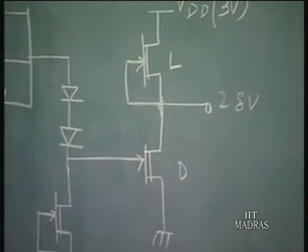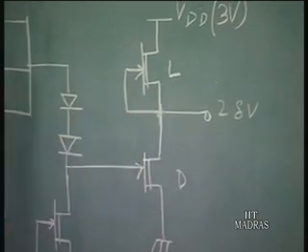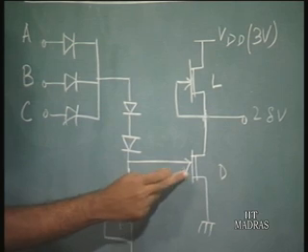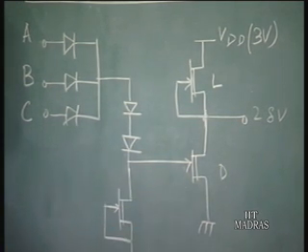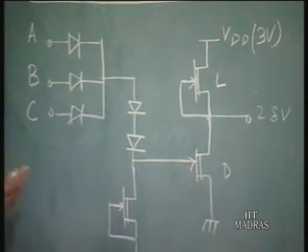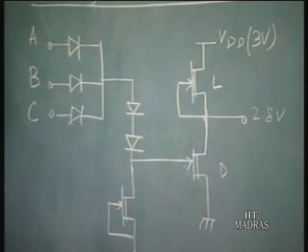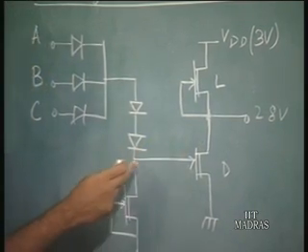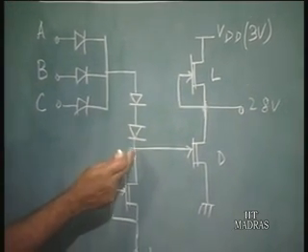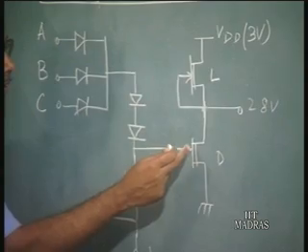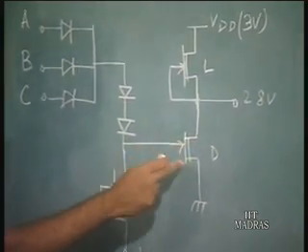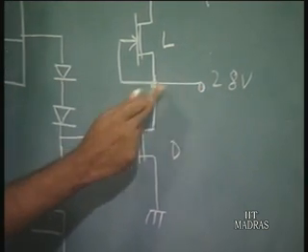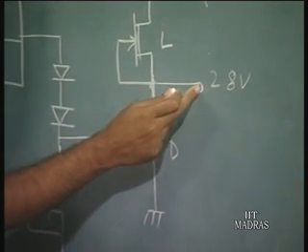All right. So, when the input voltage goes to 2.8 volts, it is high, and the driver transistor is fully conducting. When this driver transistor is fully conducting, this voltage goes close to 0 volt.